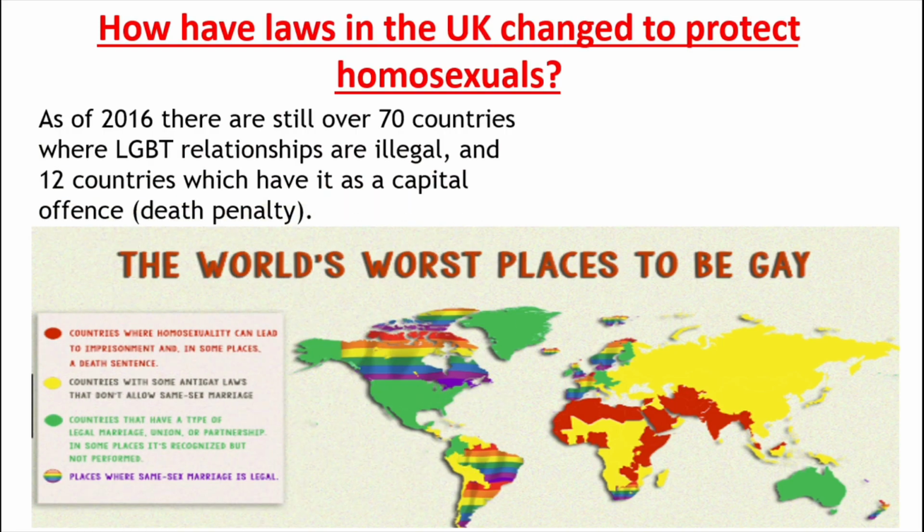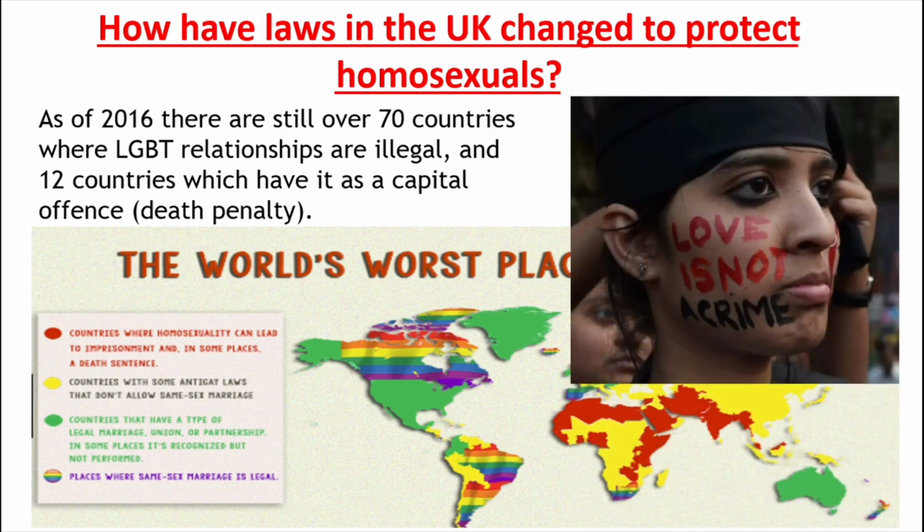Here's a map that shows a range of countries where LGBT relationships are legal and illegal. As of 2016, there are still over 70 countries where LGBT relationships are illegal, and 12 countries which have it as a capital offence, i.e. the death penalty. This is an image of a woman in India who was protesting for the rights of the LGBT community. It wasn't until September 2018 that India made same-sex sexual activities legal. However, in India, same-sex couples are still not allowed to get married or engage in civil partnerships.